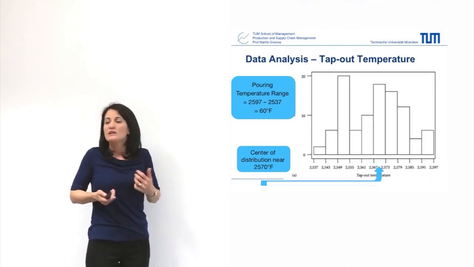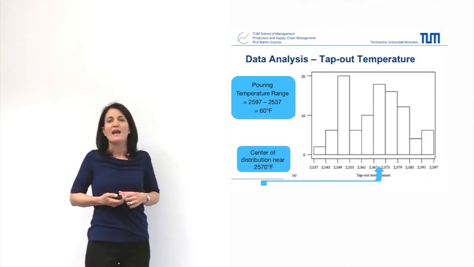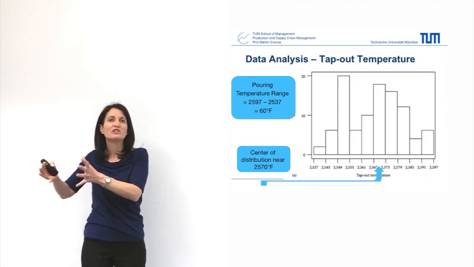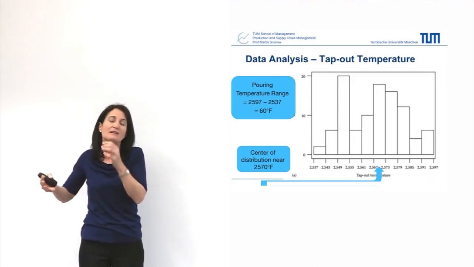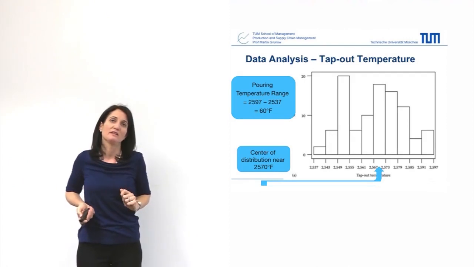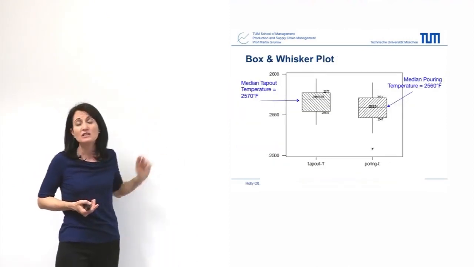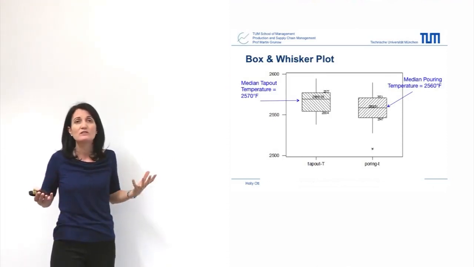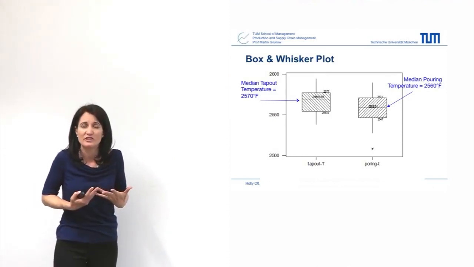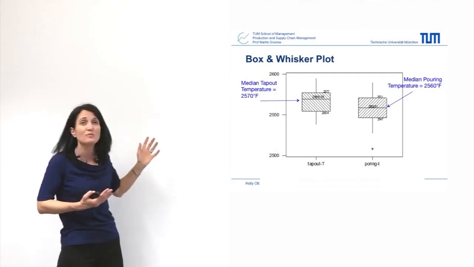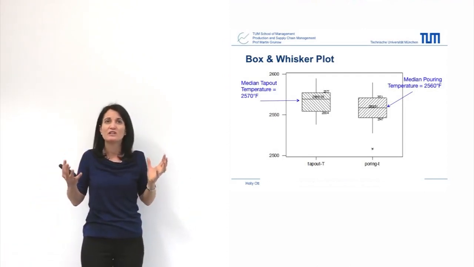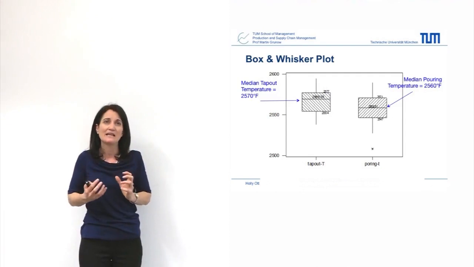So now you have to think, what are you going to do? How can you bring your pouring temperature down 10 degrees? And how can you reduce the variability? So let's first, before we come to that, look at the box and whisker plot, because those diagrams told us a lot of information. But here, with the box and whisker plot, we have all that information in a very compact, concise way.